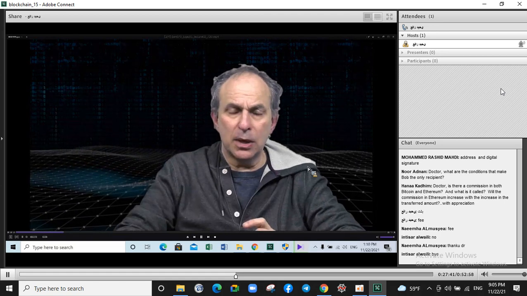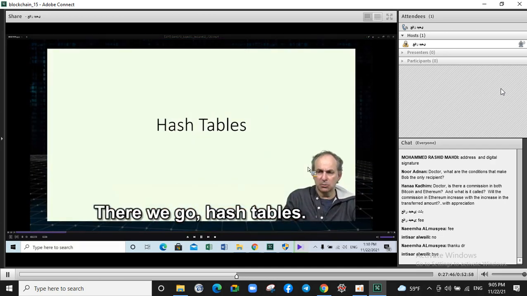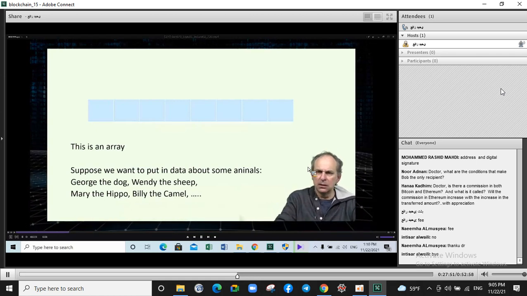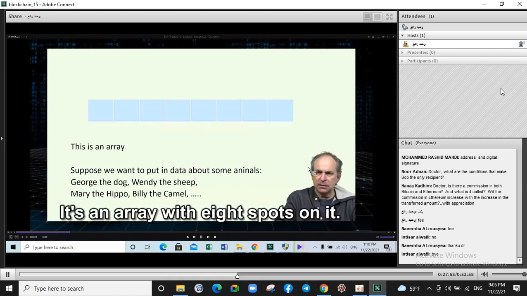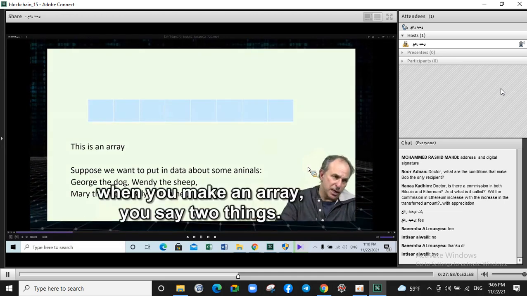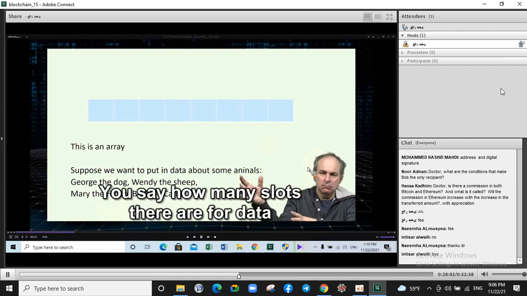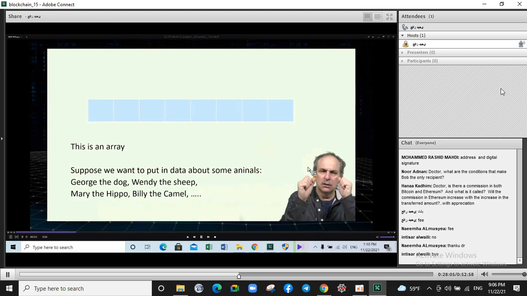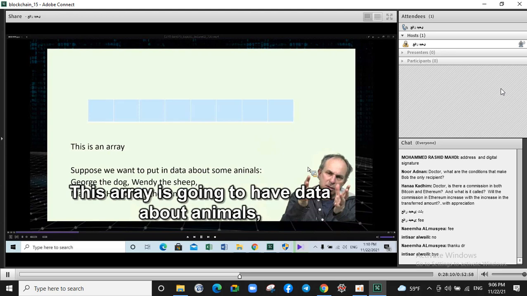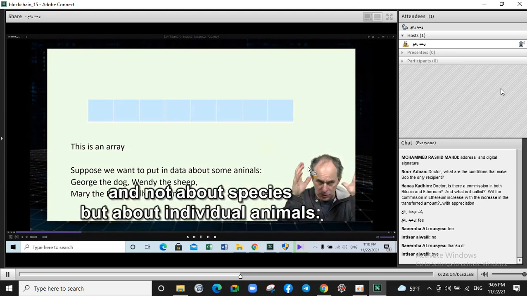This is an array, okay? So there's an array with eight spots on it. Remember, we talked in the last lecture about when you make an array, you say 2 things: how many slots there are for data and what kind of data is going to go in. This array is going to have data about animals, not about species, but about individual animals. So we've got, for example, George the dog.